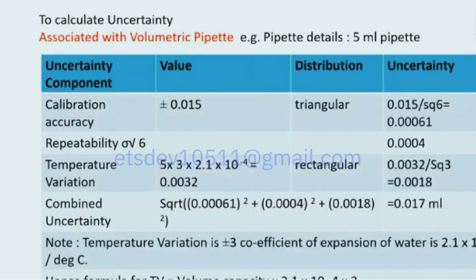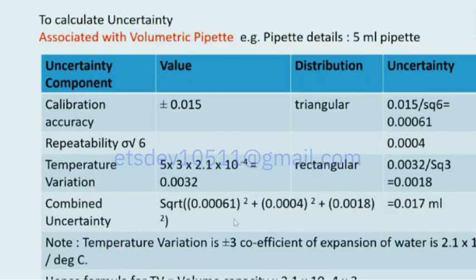So this is an example for a volumetric pipette, and this is a 5 ml pipette. If the calibration accuracy or the tolerance limit is given as 0.015, it's triangular, so divide by square root of 6. The repeatability, if you have pipetted it out several times, is the standard deviation divided by 6. For the temperature variation, if you are using the pipette at a different temperature, that difference in temperature is multiplied by 2.1 × 10^-4 divided by square root of 3, and then take the sum of squares.